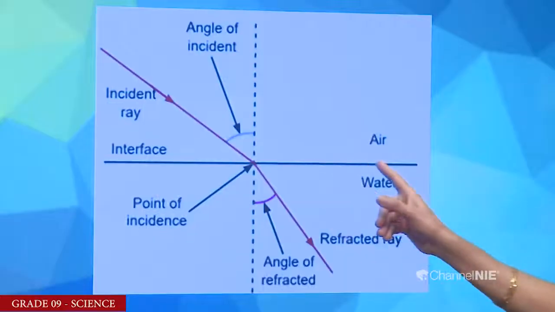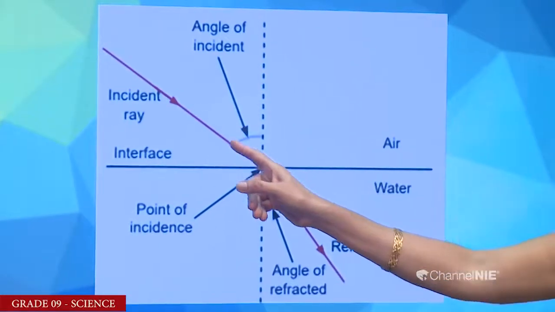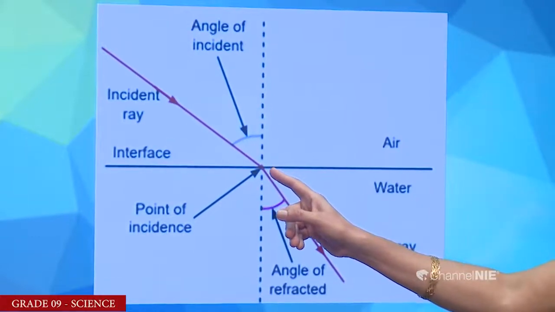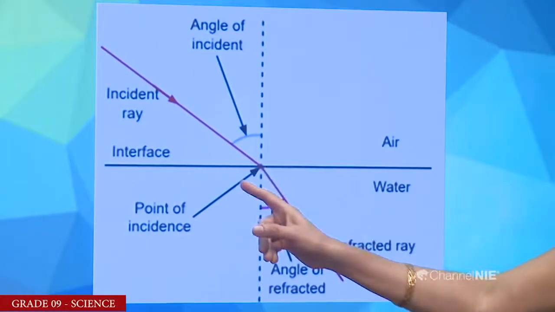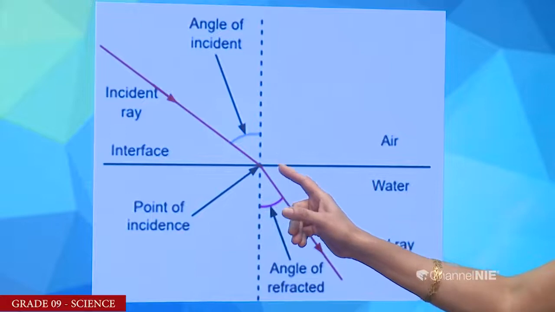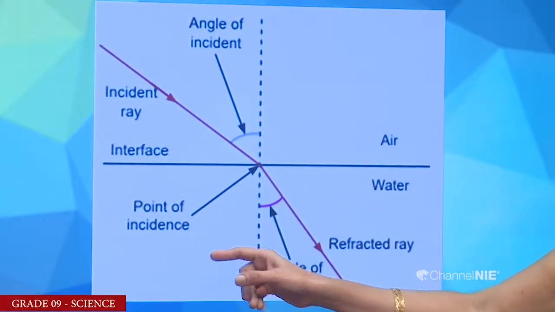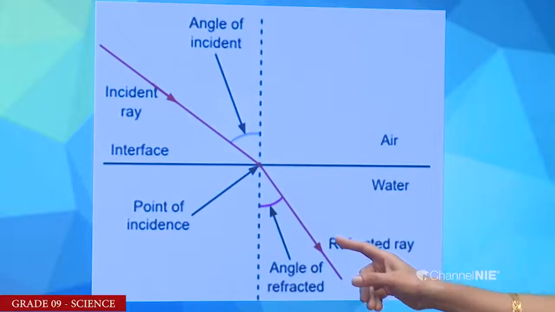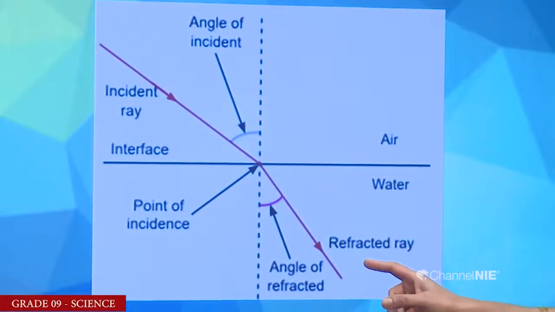So, this is the interface, and this is the light ray that is falling on the interface. We call it incident ray, and this is the point where the light ray hit the interface. We call it point of incidence, and this is the light ray that is transmitted through water. We call it refracted ray.